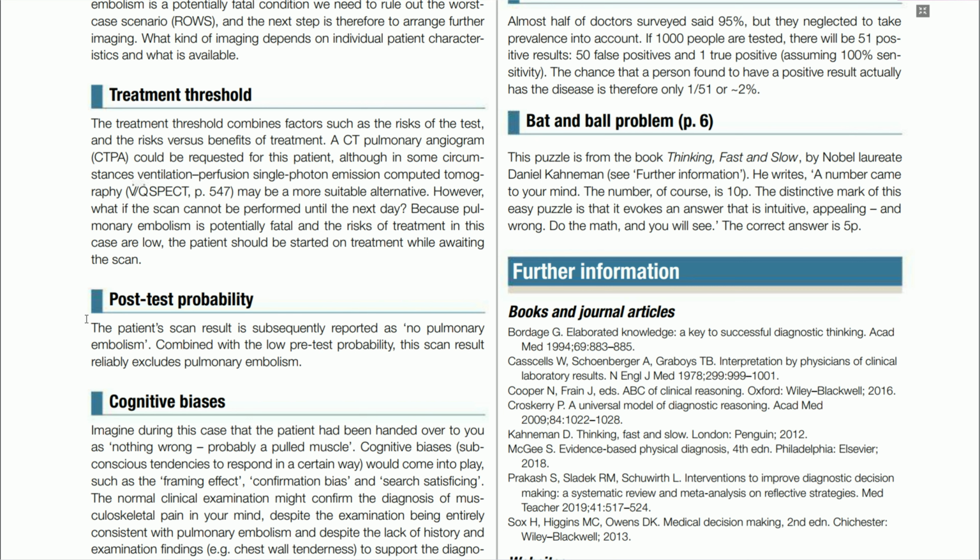Post-test probability. The patient's scan result is subsequently reported as no pulmonary embolism. Combined with the low pretest probability, this scan result reliably excludes pulmonary embolism.